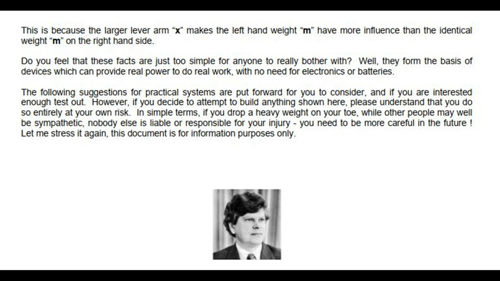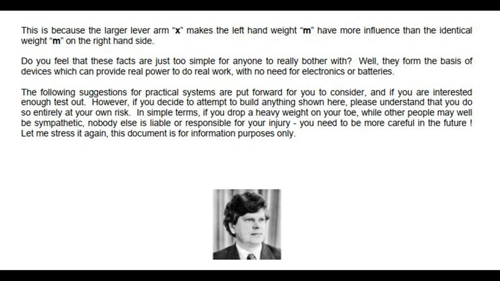In simple terms, if you drop a heavy weight on your toe, while other people may well be sympathetic, nobody else is liable or responsible for your injury. You need to be more careful in the future. Let me stress it again, this document is for information purposes only.